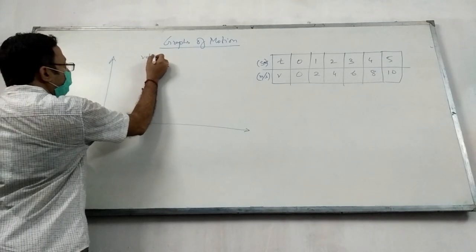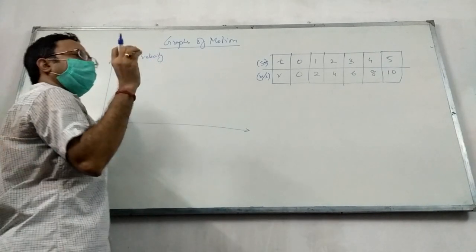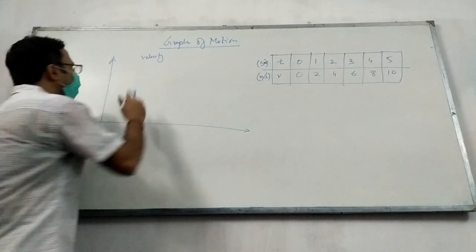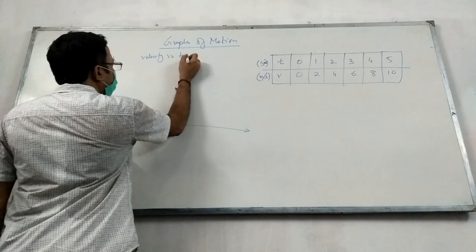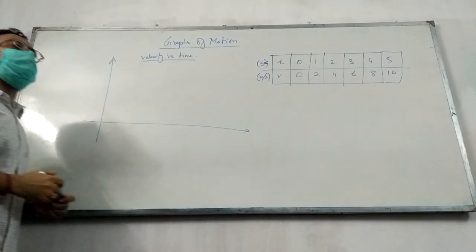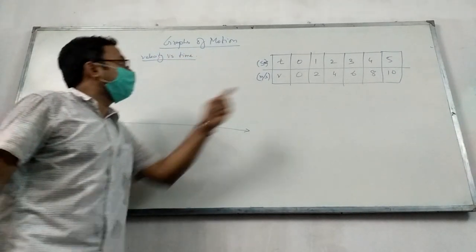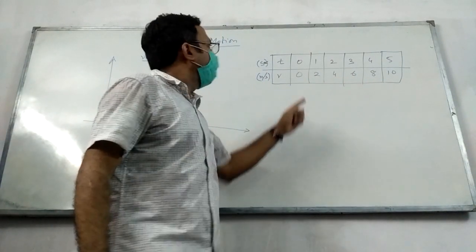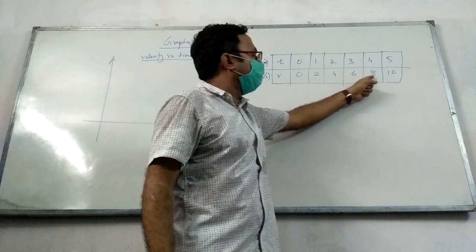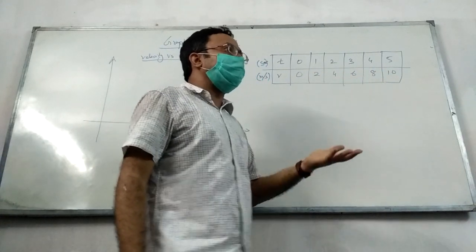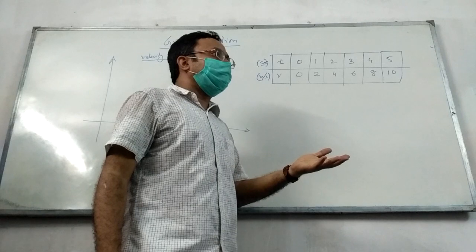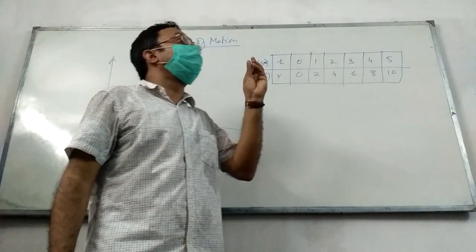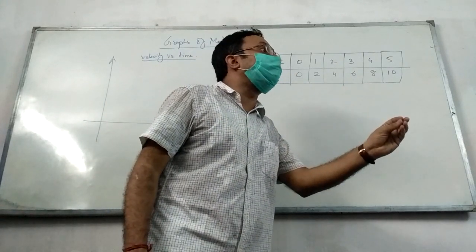what does uniform mean? Uniform means constant. Is the velocity constant out here? Constant means the same value. It is a non-uniform motion. It has to be a non-uniform motion, but uniformly accelerated.